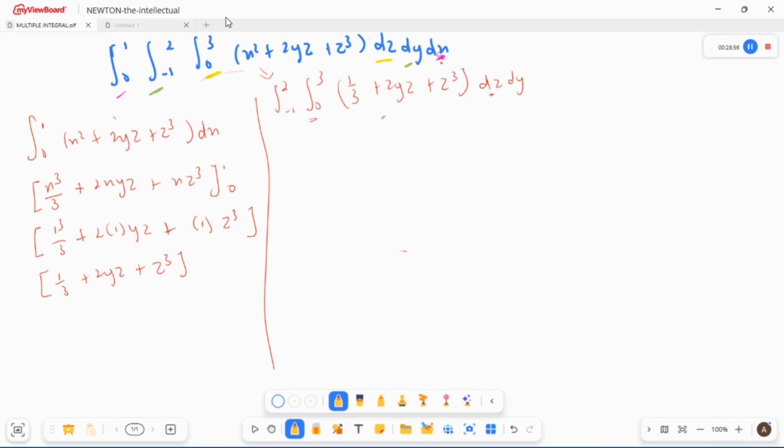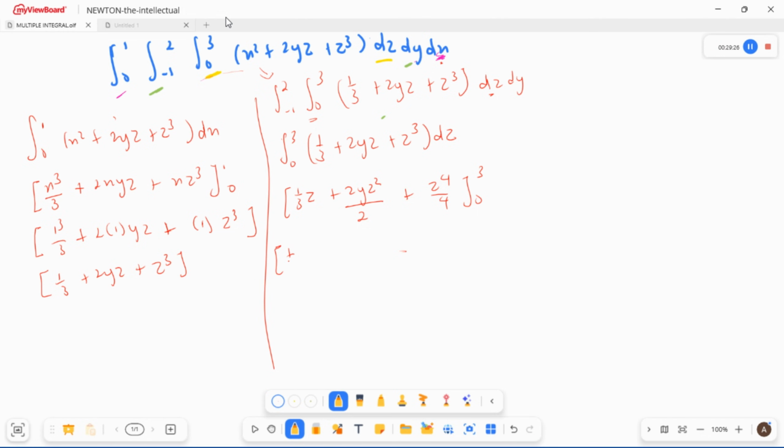So we're integrating with respect to z. So we have from 0 to 3, 1 over 3 plus 2yz plus z cubed dz. Now integrating, we're going to have 1 over 3 z plus 2yz squared over 2 plus z raised to the power of 4 over 4, then from 0 to 3. And from here, we just impute our values. Remember, when you put 0, you get 0. So let's just impute 3.